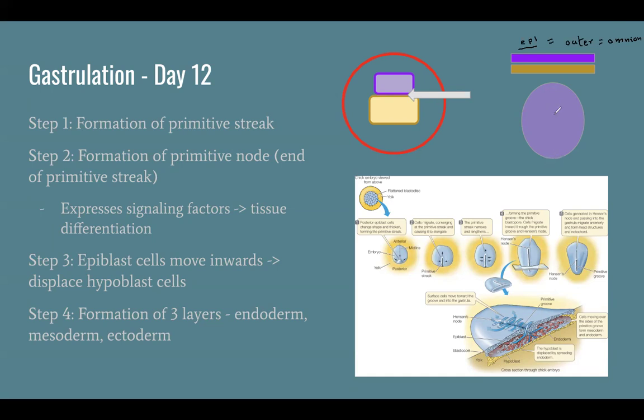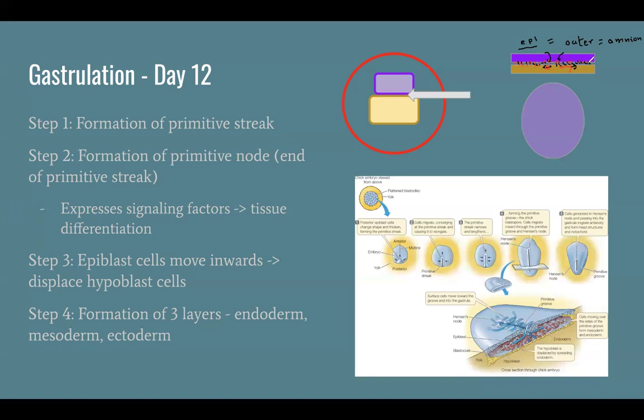So the cells on the outside will start moving inwards and will push the hypoblast cells. So the epiblast cells will start moving inwards and will push away these cells to start creating a new layer, a new inner layer, which would be your middle layer. Let's change the color to help you get a better understanding. So what it's going to do is the epiblast cells move inwards and will push away the hypoblast cells and will form your mesodermal layer or your middle layer, right?